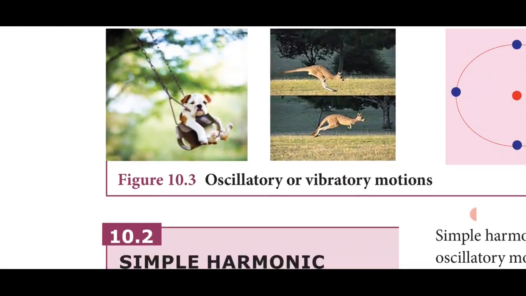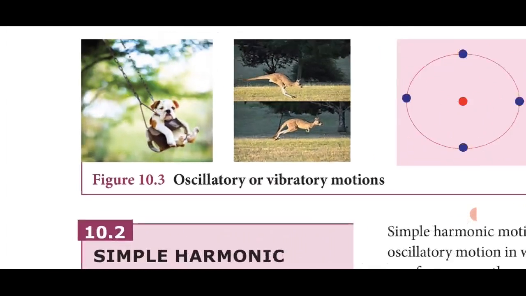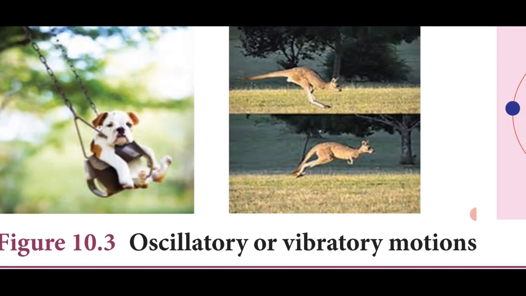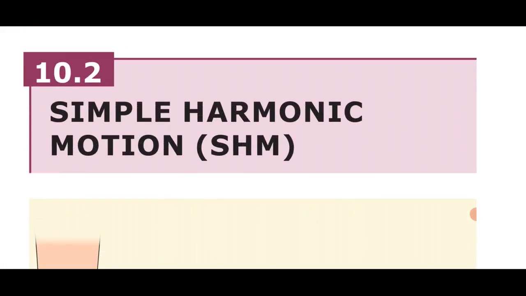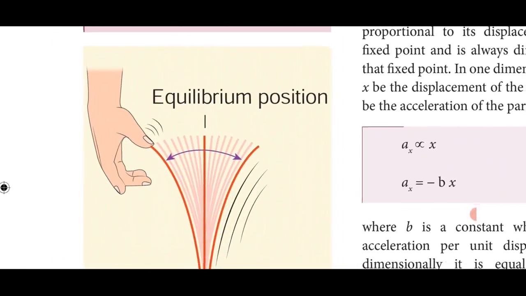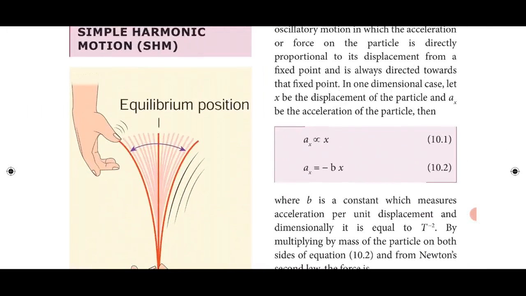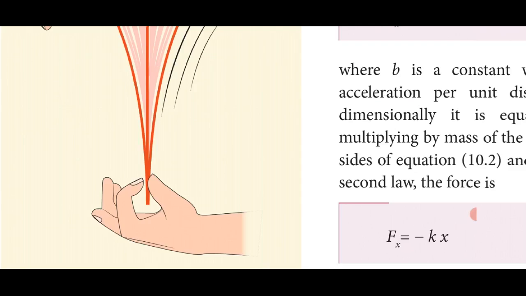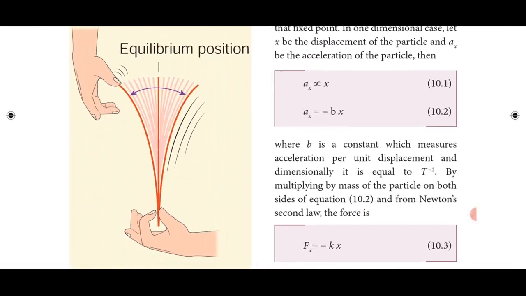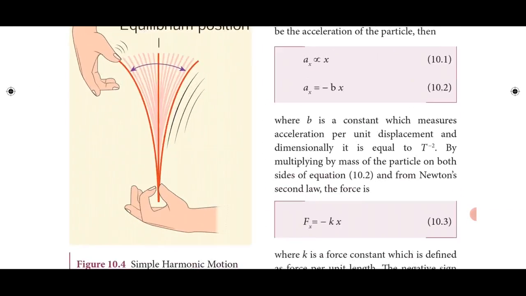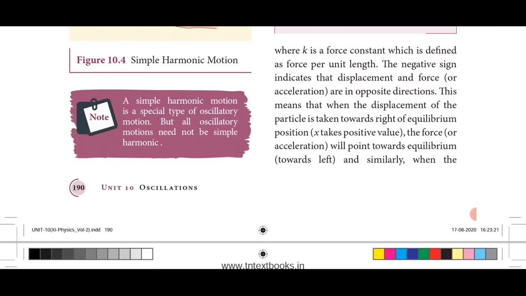Okay, then the pictures have to be given. See here, a dog is swinging, so this is an oscillatory or vibratory one, and the movement of the kangaroo is given. And next we pass on to the simple harmonic motion. What is in simple harmonic motion? So the equilibrium positions are to be given. See this picture very clearly. They are given as the equilibrium position. At the center only it will have the equilibrium position. Okay, so what is that simple harmonic motion?